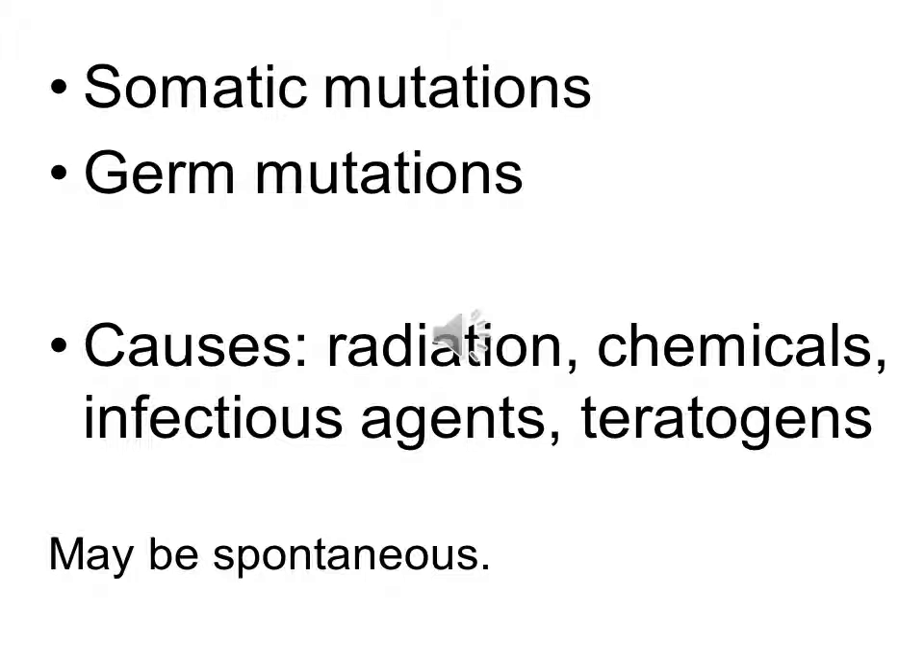If mutations occur in the body cells, the cells other than the gametes, we refer to them as somatic mutations. Cancer is an example of a somatic mutation. If your parents develop skin cancer before you're conceived, that skin cancer isn't passed on to you.